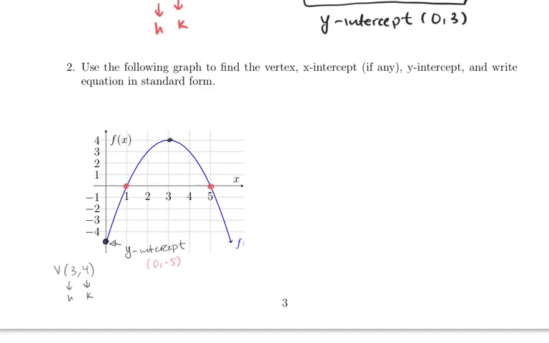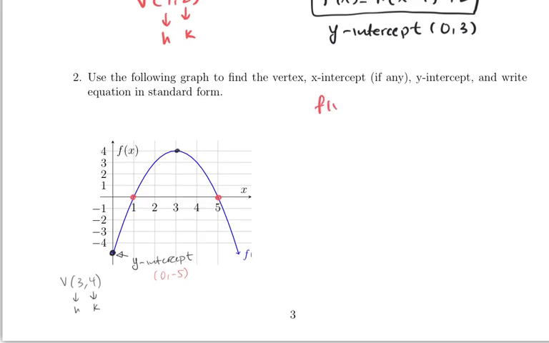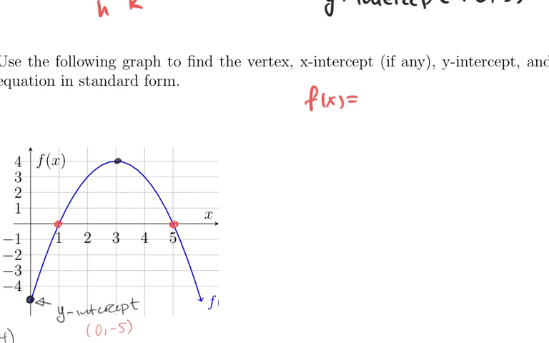Remember, the equation is going to be f of x equals a times x minus h squared plus k. So what do we have so far? f of x will be a times what?